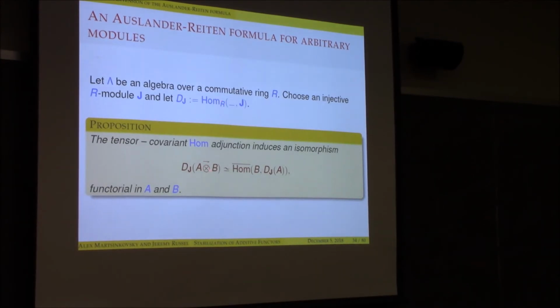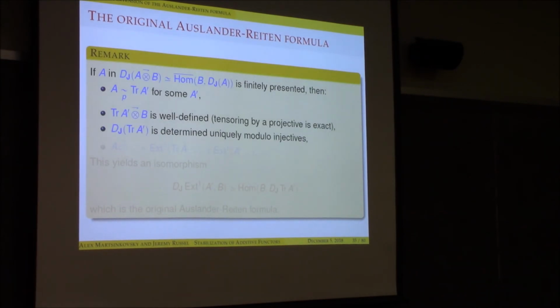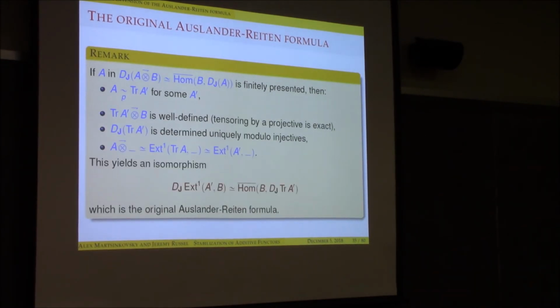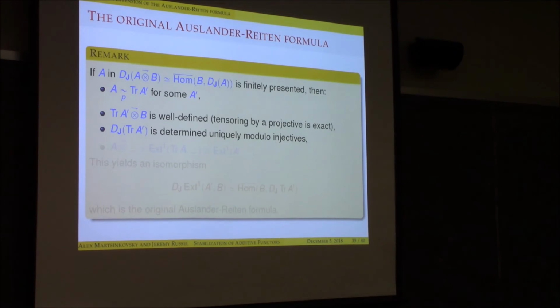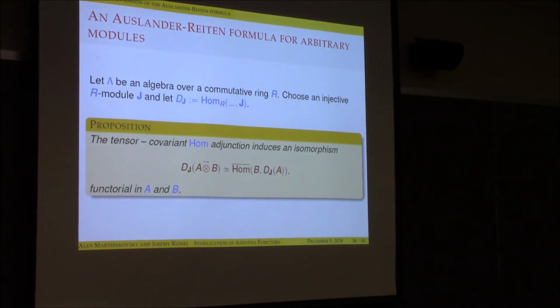It takes the injective stabilization of the tensor product and turns it into the projective stabilization of the contravariant Hom functor. So here I wrote down all the details, why it coincides with the classical Auslander-Reiten formula when the A is finitely presented, but our formula does not require finite presentation. It holds for arbitrary modules, or arbitrary rings. It's a very general statement.